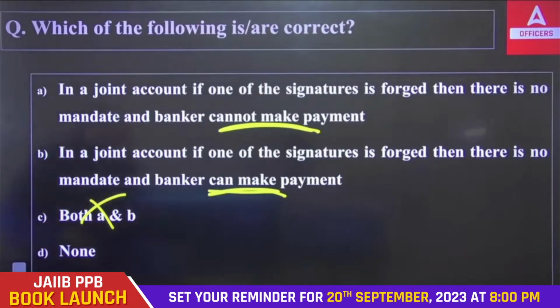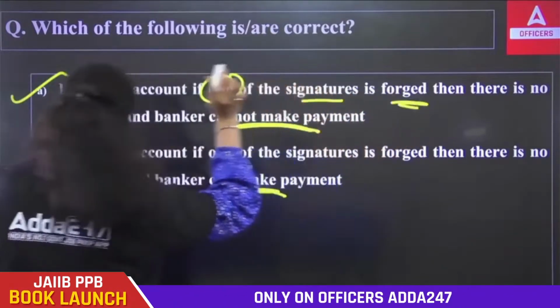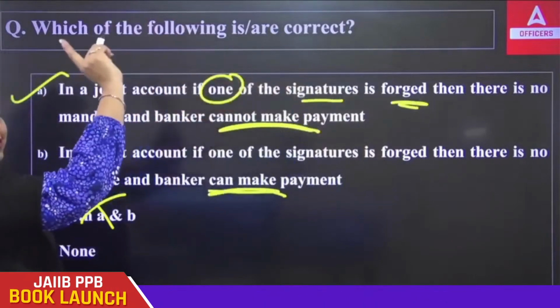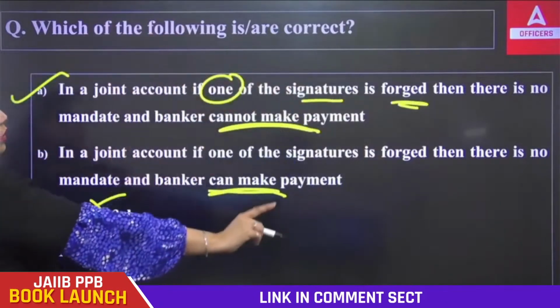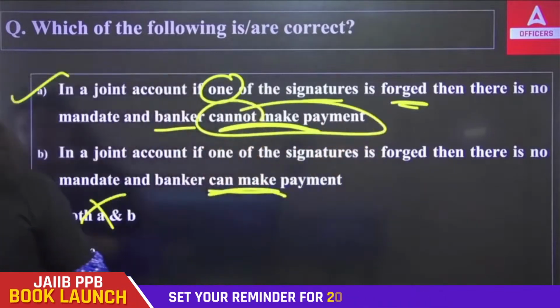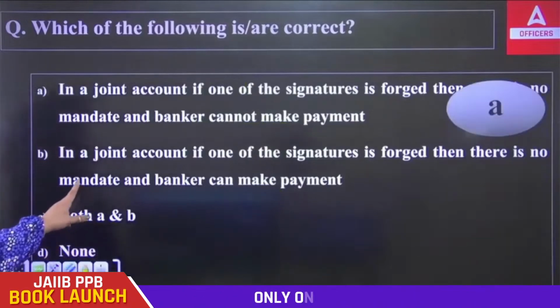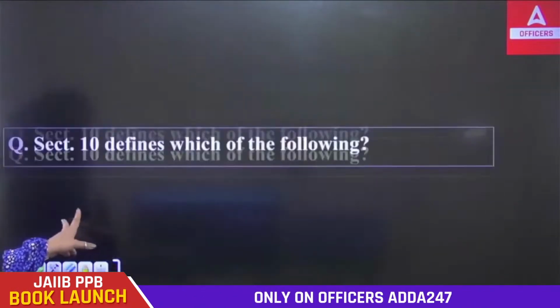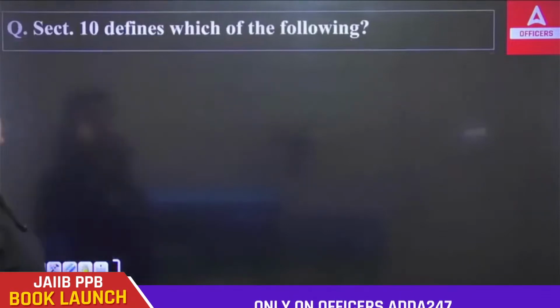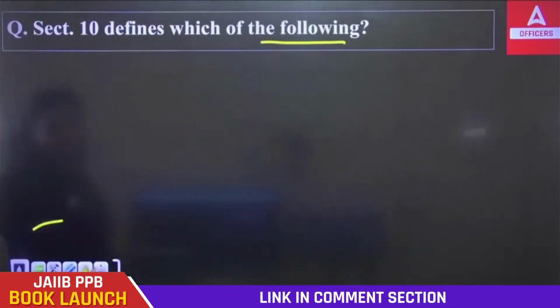Okay, so the right answer is, in a joint account, if one of the signatures is forged, then there is no mandate. Also, it is forged and there is no mandate available, so the banker cannot make payment in such a situation. Okay, so the right answer is A. Next. Section 10 defines which of the following.